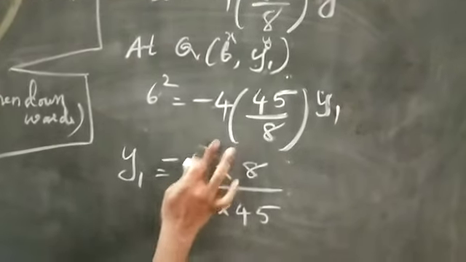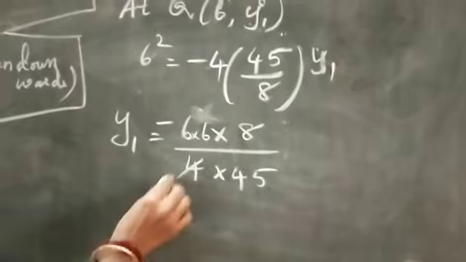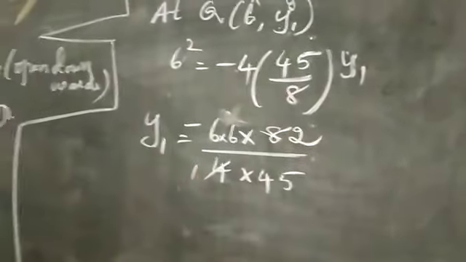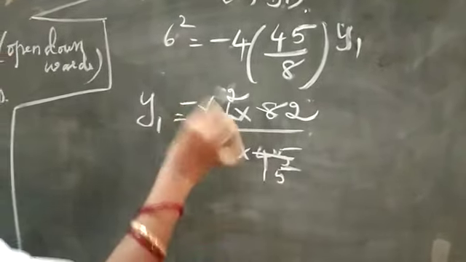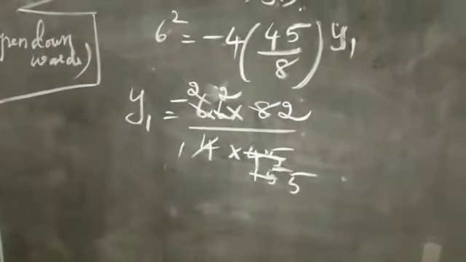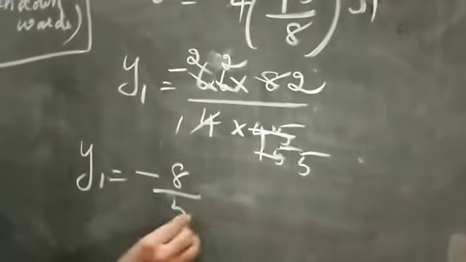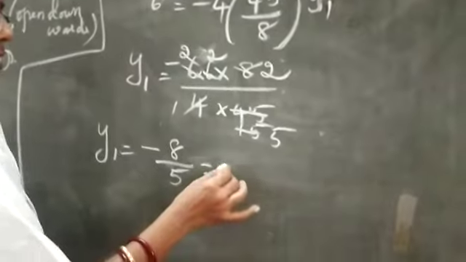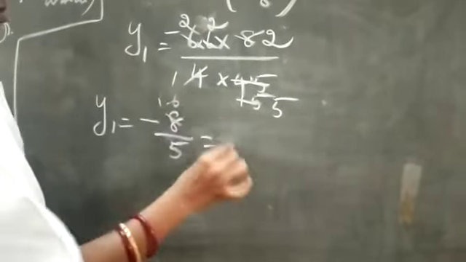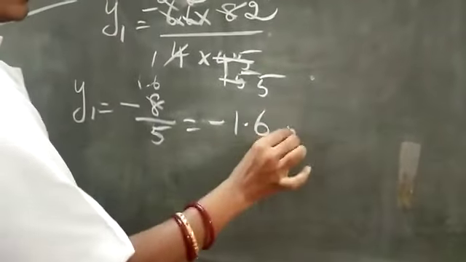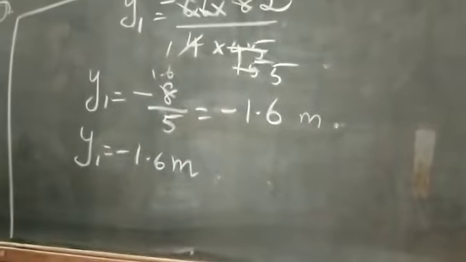6 square நம்ம 6 into 6 னு எழுதலாம். So, இப்படி எழுதிக்கலாம். 6 into 6. Now, cancel பண்ணுங்க. 4 1s are 4, 4 2s are 8, 3 2s are 6 and 3 5s are 15. Again 3 2s are 6, 3 5s are 15. Therefore, we have y1 is equal to minus 8 divided by 5. So, when you cancel it, you get 5 1s are 5 and 0.6. So, we have minus 1.6 meter. y1 is equal to minus 1.6 meter.